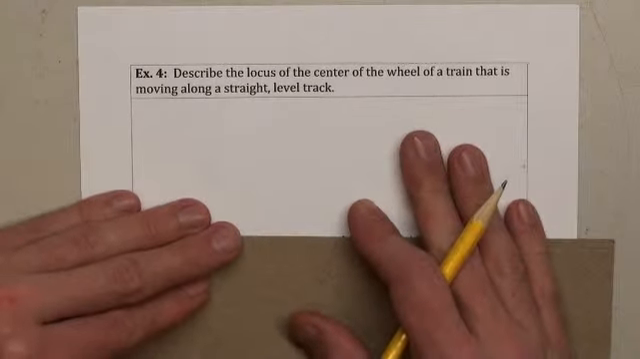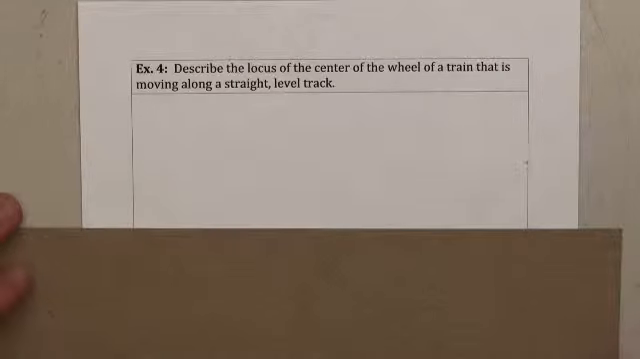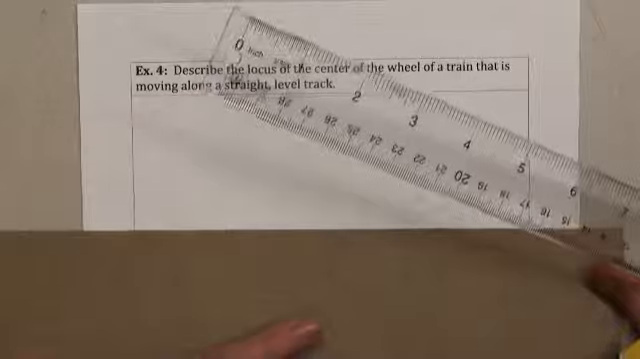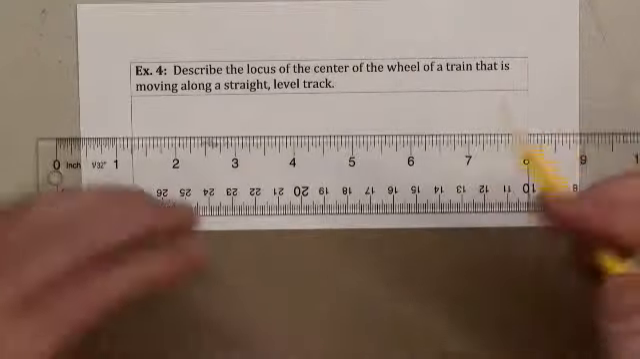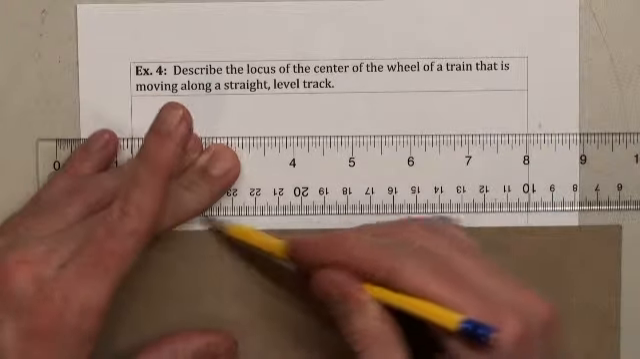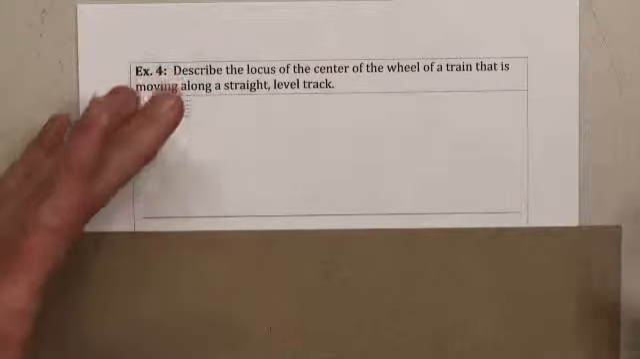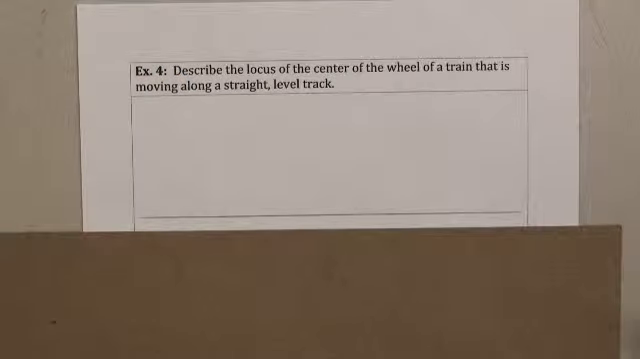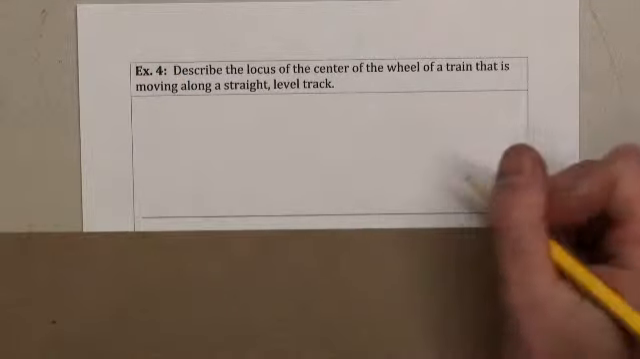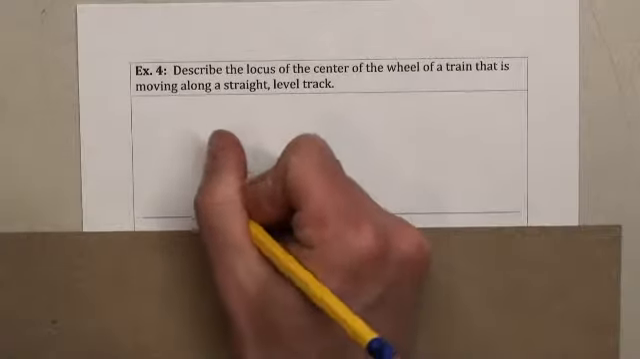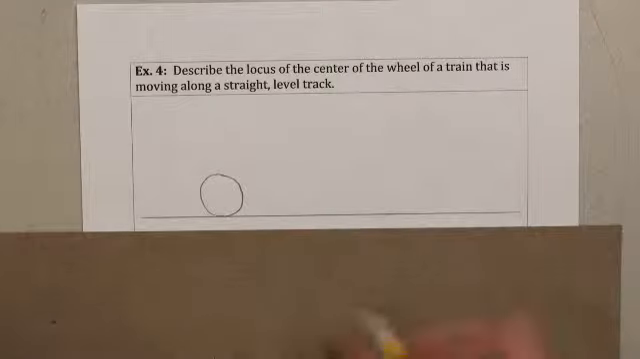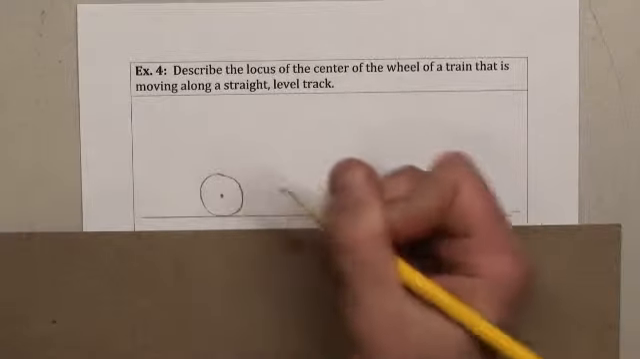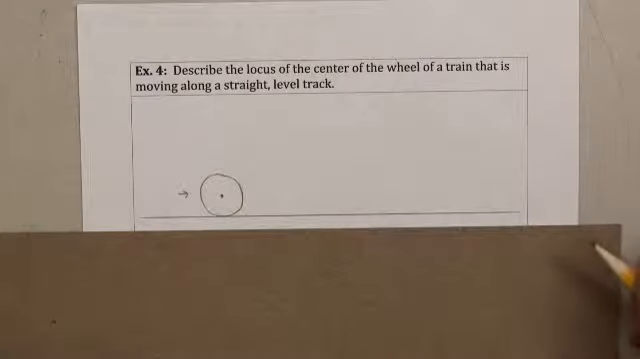Number 4. Describe the locus of the center of the wheel of a train that is moving along a straight level track. Okay? So, there's our track, okay? And I'm going to draw a circle as best I can that's going to represent my wheel. Okay? That's my wheel. And here's the center of my wheel. And the train is going that way. Alright?